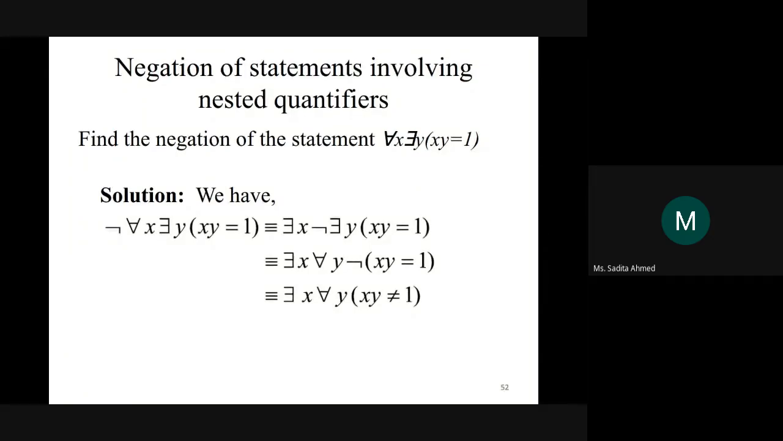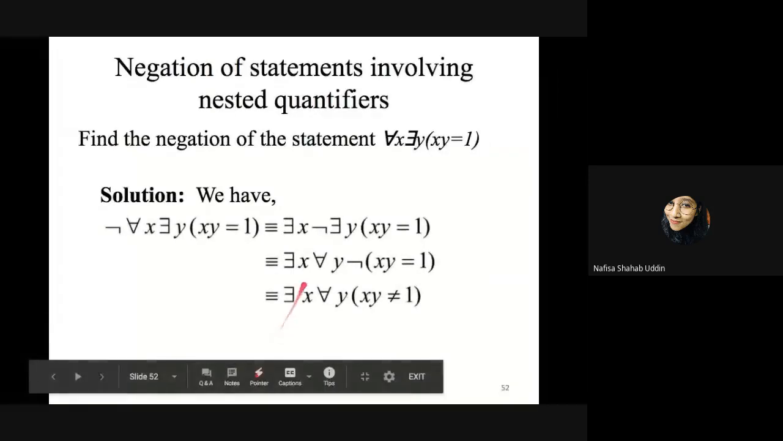What do you think, Nafisa? Yeah, I'm also leaning towards true. It should be true. Yes, it is going to be true because this time we're saying for all real numbers x, there exists at least one real number y such that xy is not equal to 1.